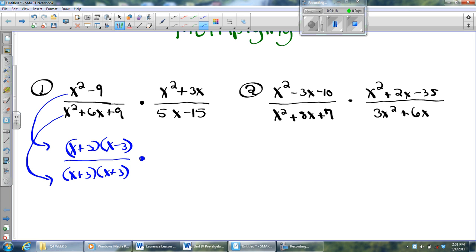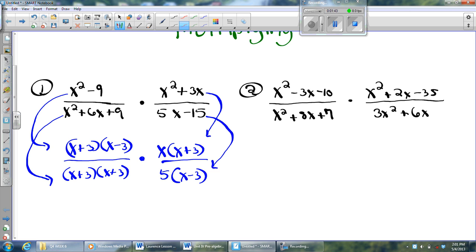Times. Now to factor this one, it looks like I can only GCF it, so I'm going to pull out an x. And to factor this one, again it looks like a GCF type problem. I think the GCF is 5, so I'll factor out the 5 and I'll be left with an x minus 3.